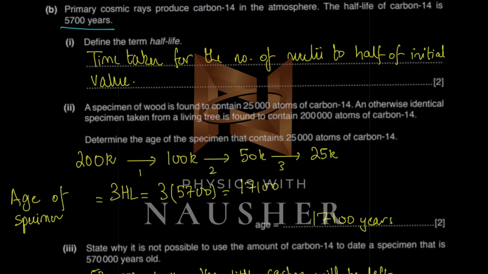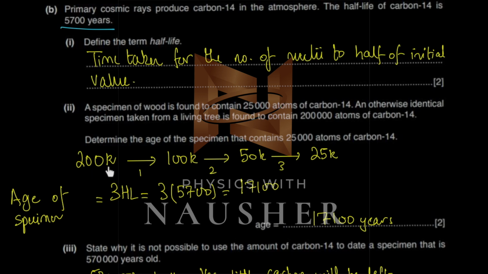Whatever your original number is, halve it, and the time it takes is the half-life. Now, they're saying that you have a specimen which contains 25,000 atoms. An identical specimen taken from a living tree is found to contain 200,000 atoms. So, what is the age of this specimen? If when this was living, it had 200,000 atoms, and now it has come down to 25,000 atoms, how many years have gone by?